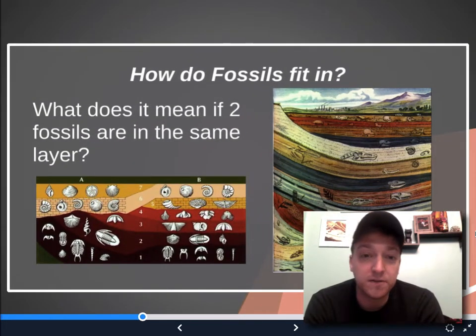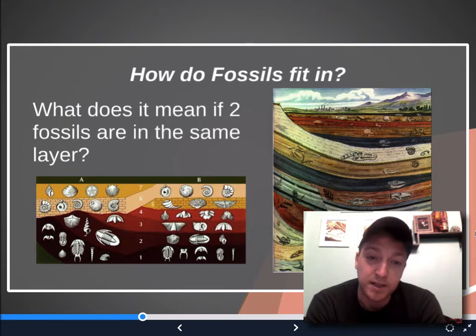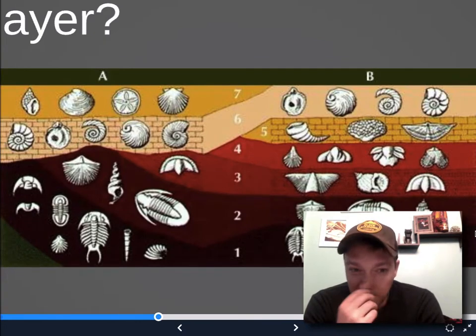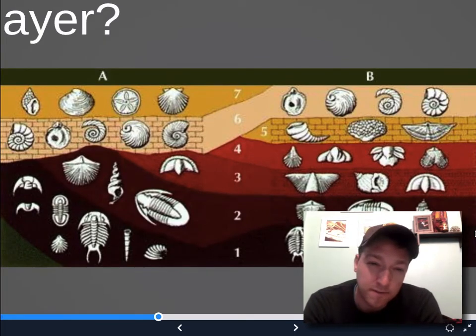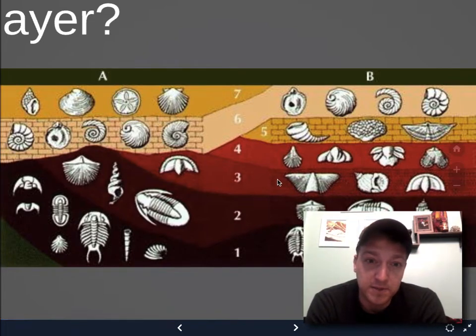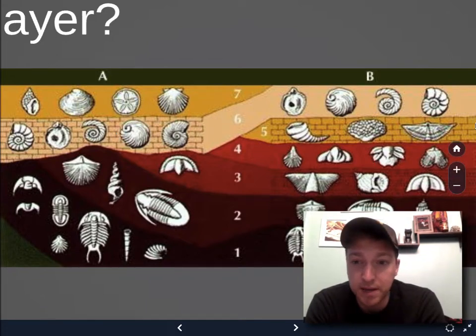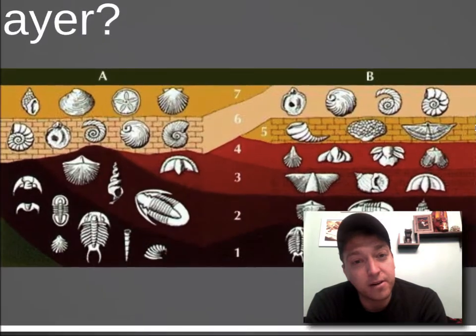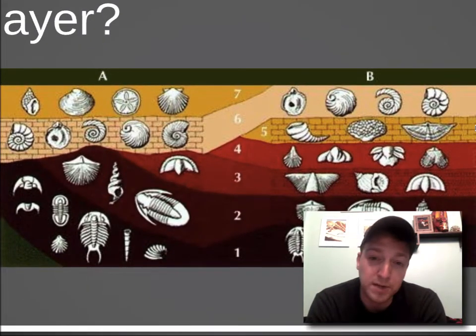So what does it mean if two fossils are in the same layer? Here we see the layers are not always flat sheets. Sometimes they bend a little bit. Sometimes the same layer can kind of be split up. Sometimes they can even invert or something like that. But if they're in the same layer, that means they were in the same era, ERA, or time period.